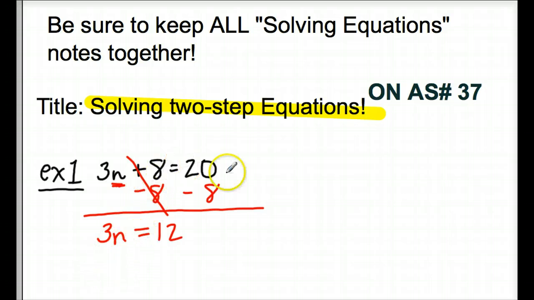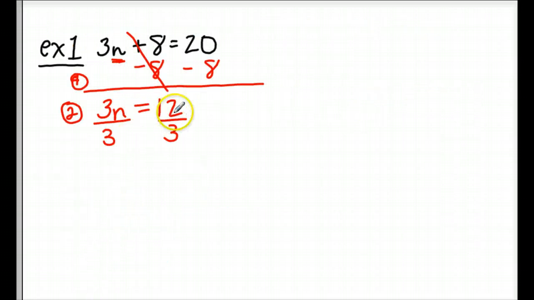Now, that was our first step, right? And what did we do? We just subtracted 8 from both sides. This is now our second step down here. Now we're just going to divide both sides by 3, because again, we're trying to get that variable all by itself. And we know 12 divided by 3 is 4. And that equals, this is that big giant 1 that we talk about, n equals 4.